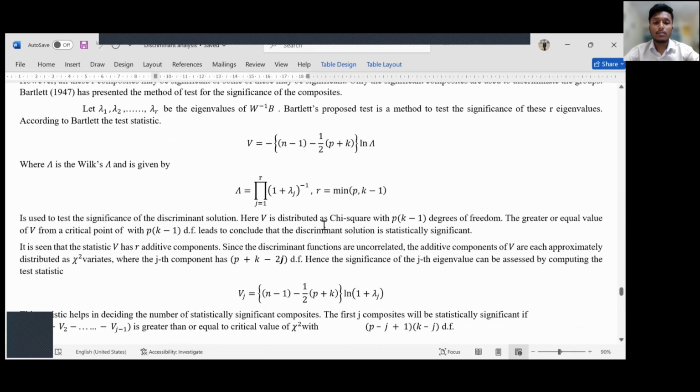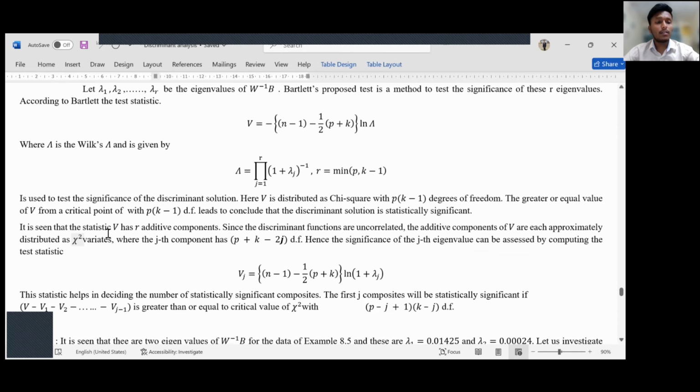Here V is distributed as chi-square with p into k minus 1 degrees of freedom. A value of V greater than or equal to the critical point of chi-square with p into k minus 1 degrees of freedom leads us to conclude that the discriminant solution is statistically significant. If our chi-square value is significant, then we say that our discriminant solution is statistically significant.